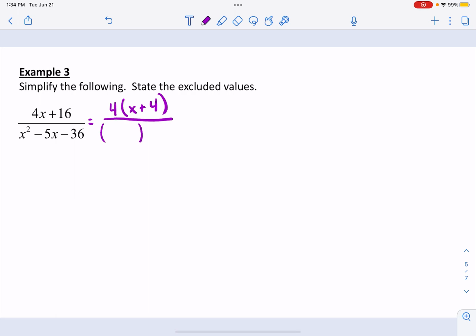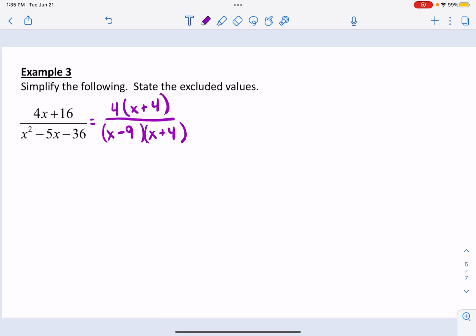So I think to myself, okay, what times 4 equals 36? Well, 9. So -9 plus 4, let's see. Does that work? Yes, that gets me the correct middle term because -9 plus 4 is -5, and -9 times 4 is -36. Those cancel, so I'm left with 4 over x minus 9.